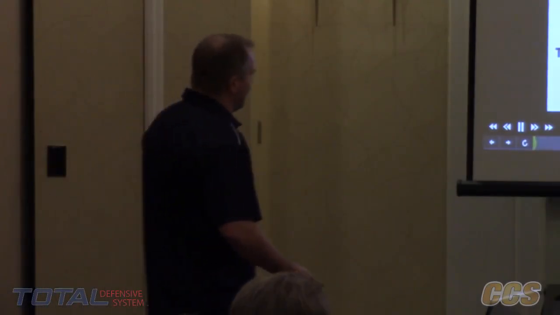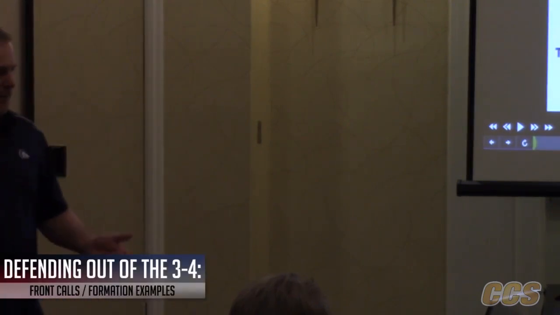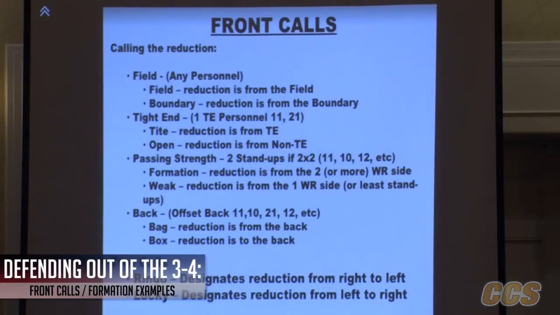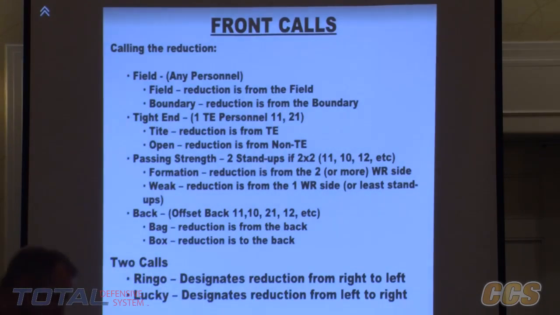All right, so our front calls. We call our reduction. So we're always moving really to an over or under front, guys, in our 3-down look. So if we call field and I put up there, it could be in any personnel. I don't care if it's 10, 11, 21, whatever. Our reduction is coming from the field. Right? If we make a boundary call, it's coming from the boundary side.